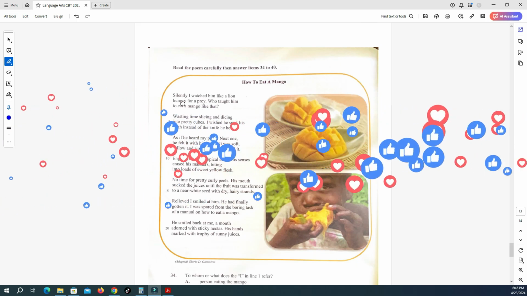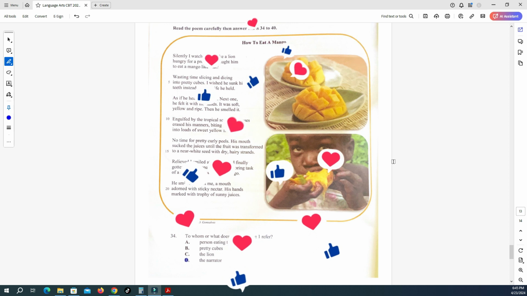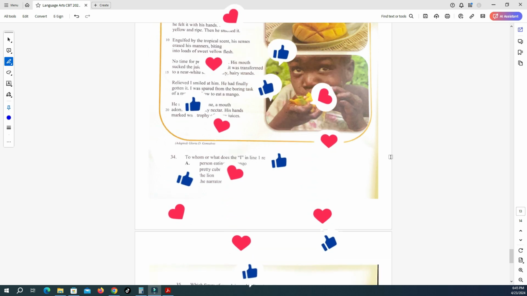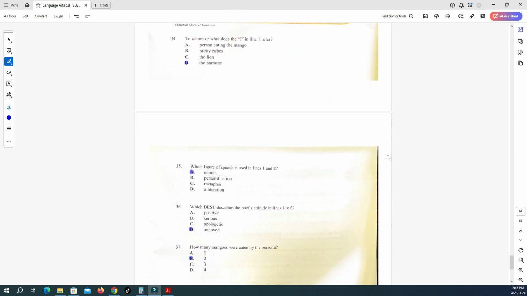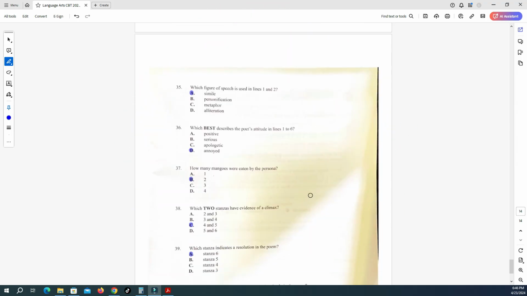Which best describes the poet's attitude in lines 1 to 6? I think he was annoyed by the fact that the person wasn't eating the mango the way it should be, at his standard. So I chose annoyed. I'm sorry.